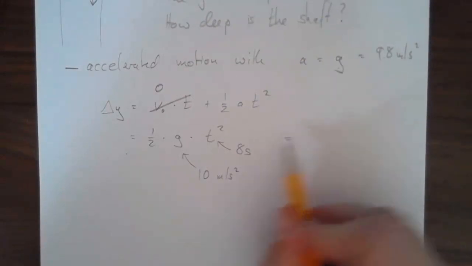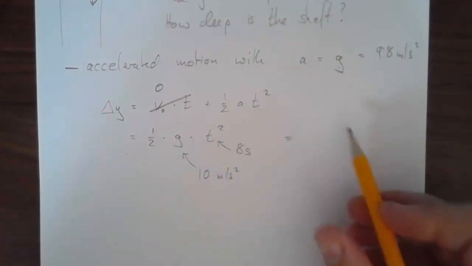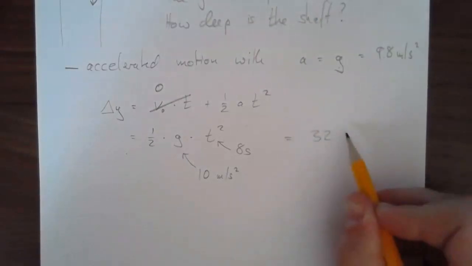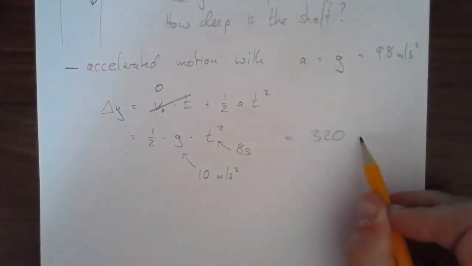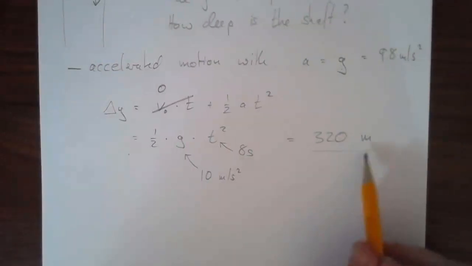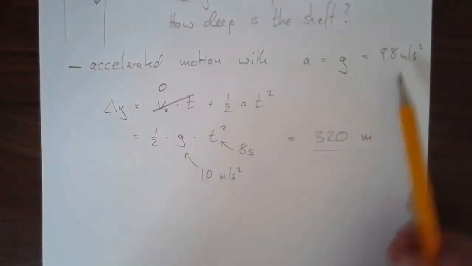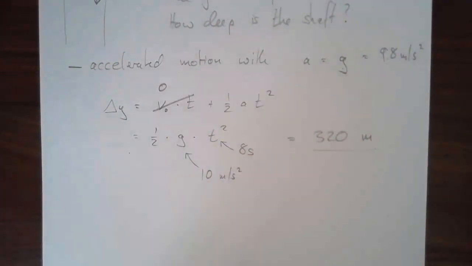So we plug those in, 1/2 times 10 times 8 squared. You can do the math, that comes to 320 meters. That's the depth of a mineshaft, just accelerated motion, but with a particular value of 9.8 or rounded to 10 downwards. So it was an easy example. Let's do a second, slightly more involved one.